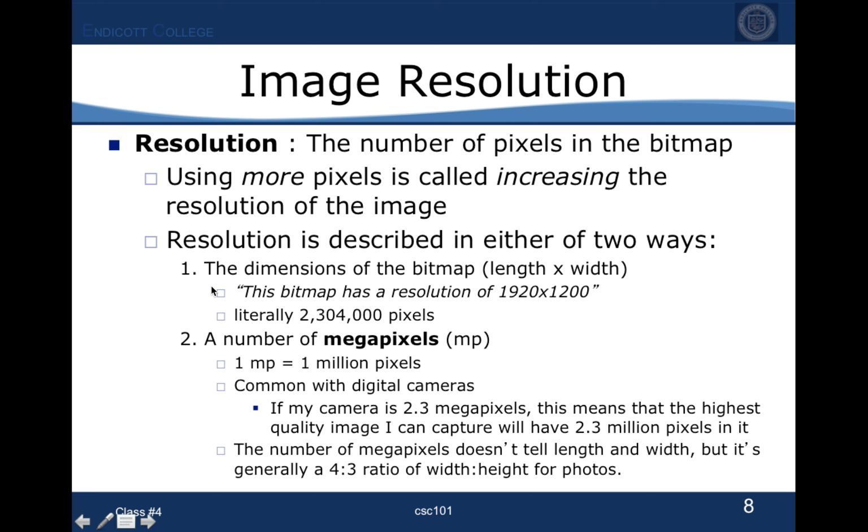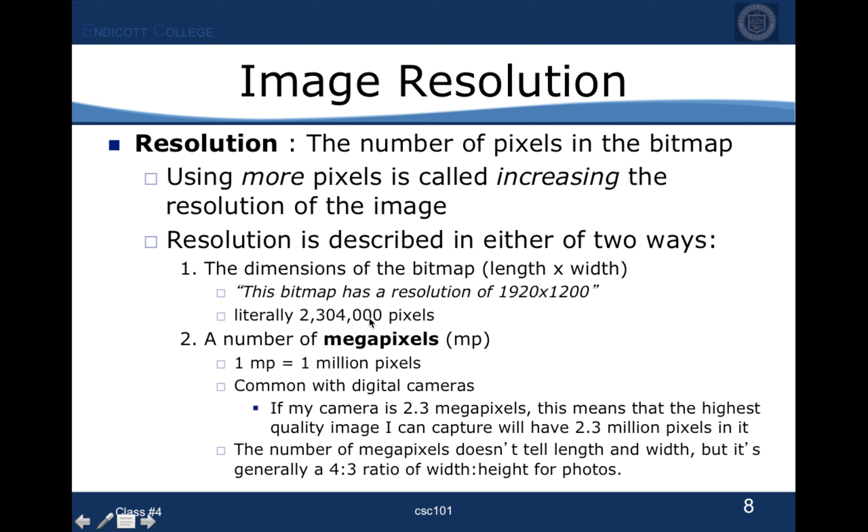Okay, so how do you describe resolution? Probably in one of 2 ways. You might give the dimensions of the bitmap, which is to say length by width. So you could say, this bitmap has a resolution of 1920 by 1200, meaning 1920 pixels by 1200 pixels.